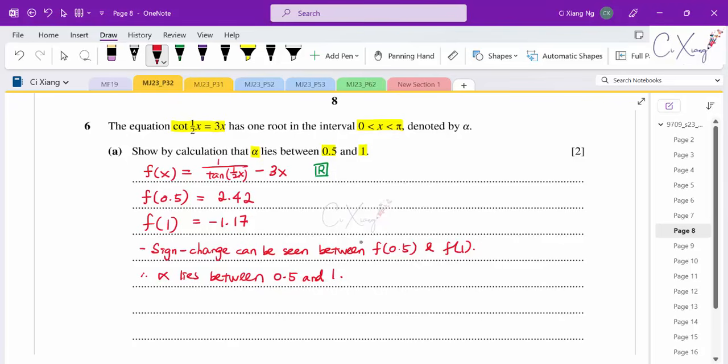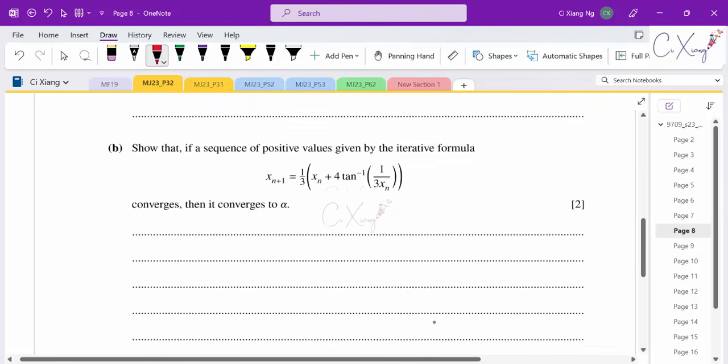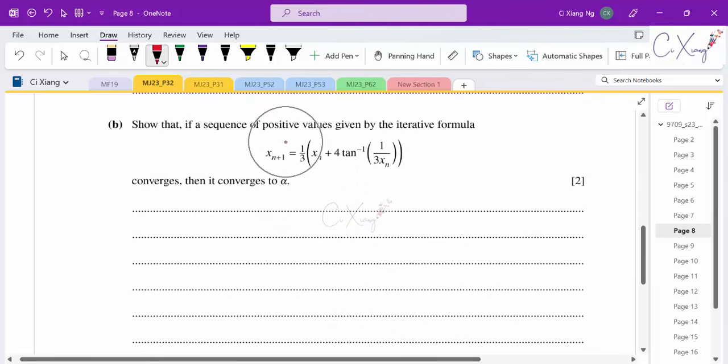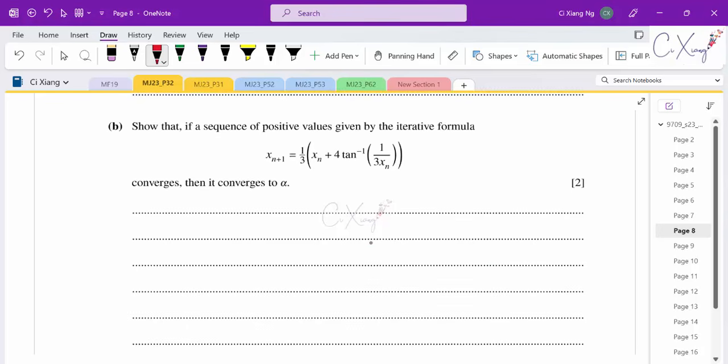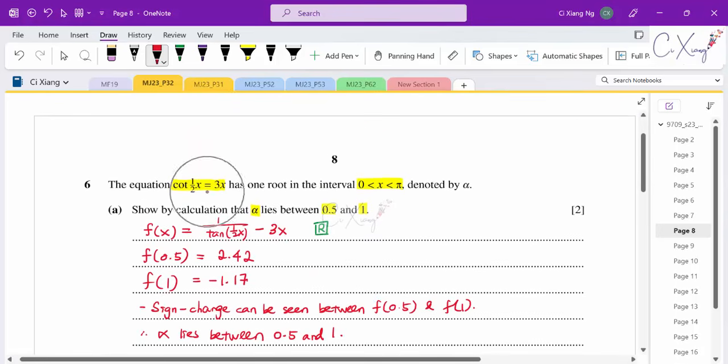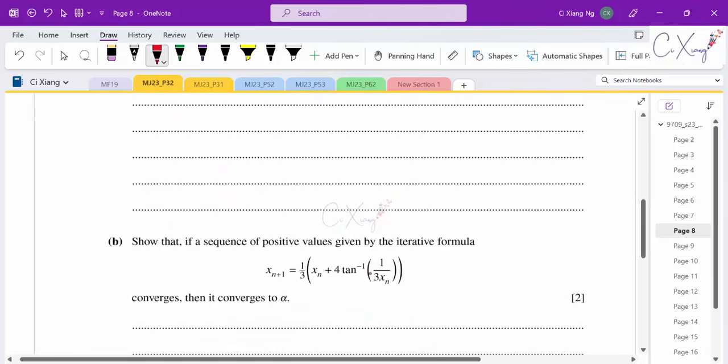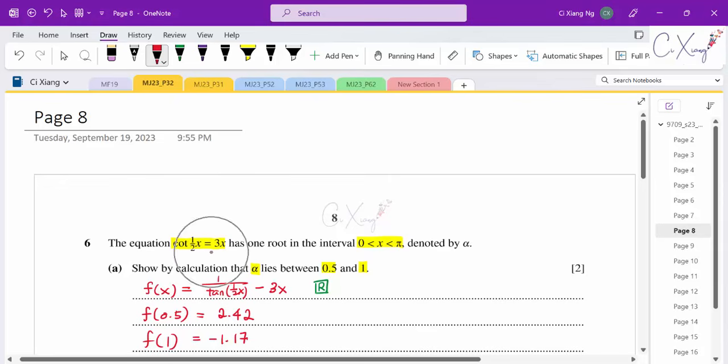Okay, now let's proceed to part B. For part B, they want us to show that if a sequence of positive values given by the iterative formula converges, then it converges to alpha. When we have this kind of question, we need to prove from the original equation to get the iteration formula, or the other way around. You can also start from the iteration formula and continue until you get the original equation. For me, I will start from the original equation here.